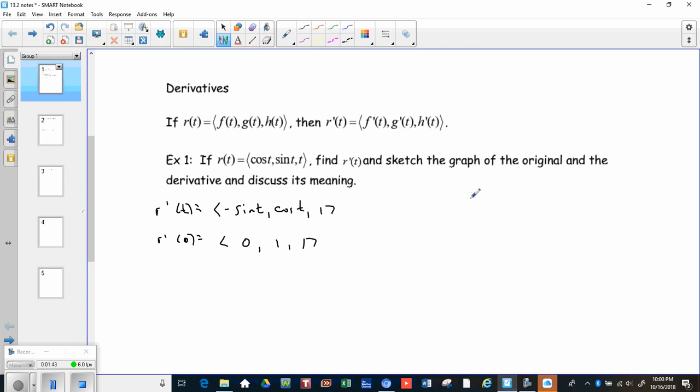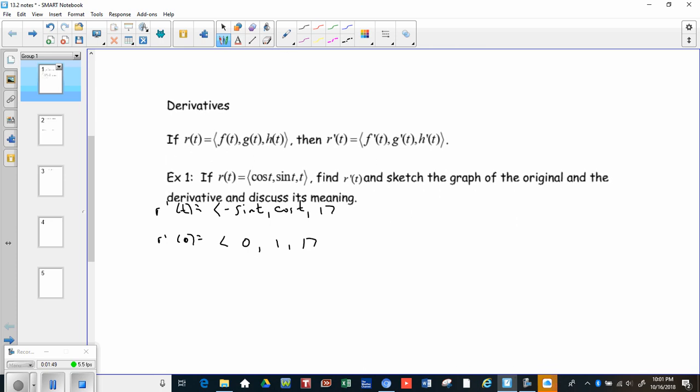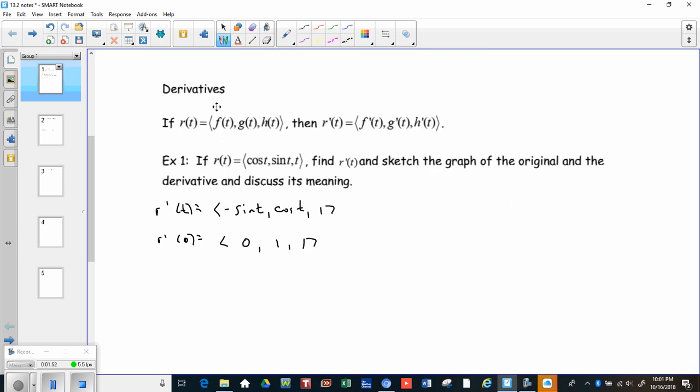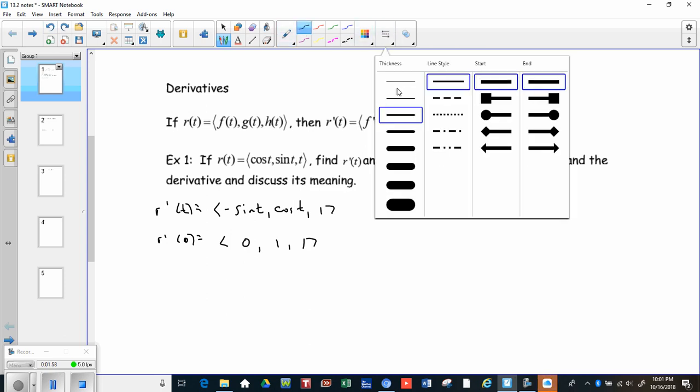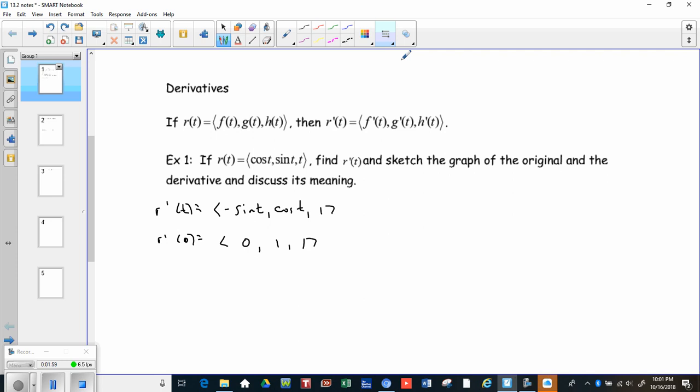The second part of the question says sketch the graph of the original and the derivative and discuss its meaning. So if we draw, whoops, didn't mean to do that. Okay, let's try that again. If we draw, here's a three-dimensional plane here.